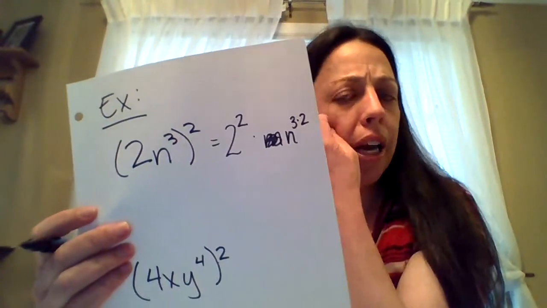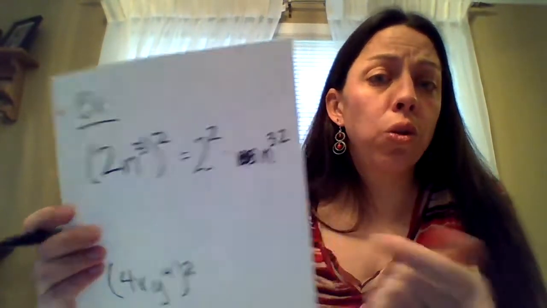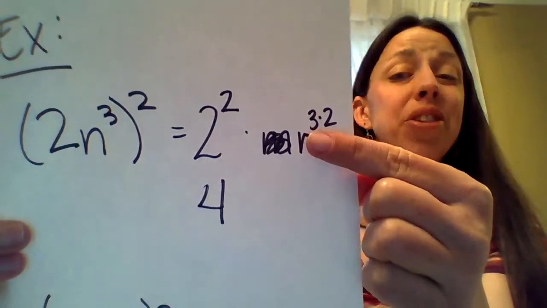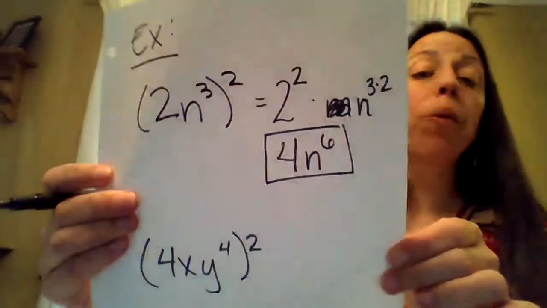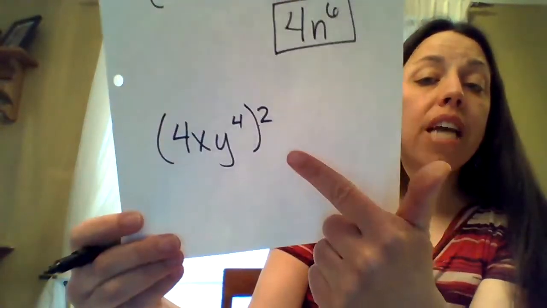So now we're going to write our answer right underneath here. I hope you all know that 2 squared is 4. Right here it says to do 3 times 2, which is 6. So we would get our answer to be 4n to the 6th. Look down here. The 2 has to go to each part.